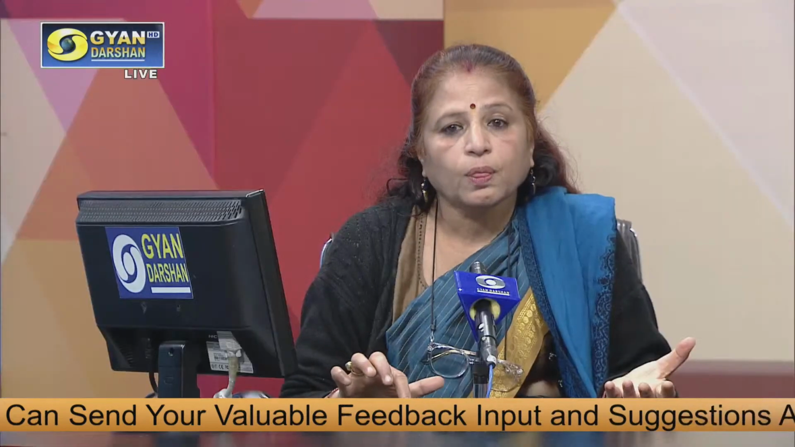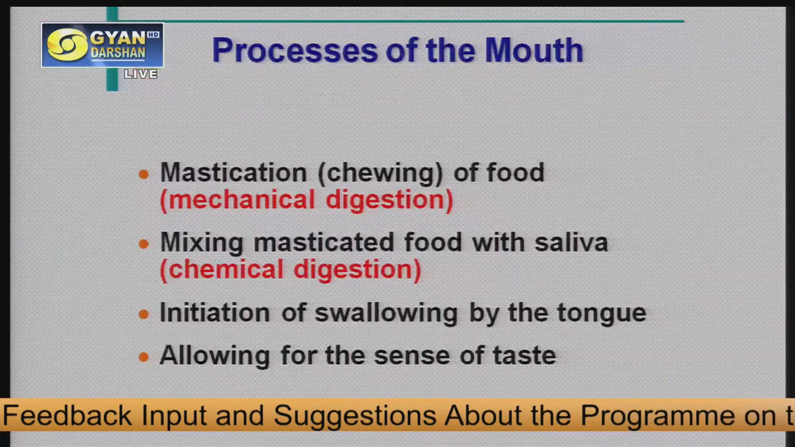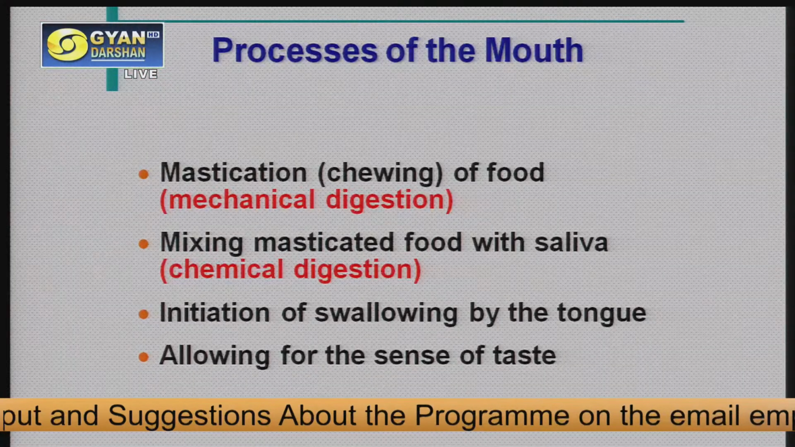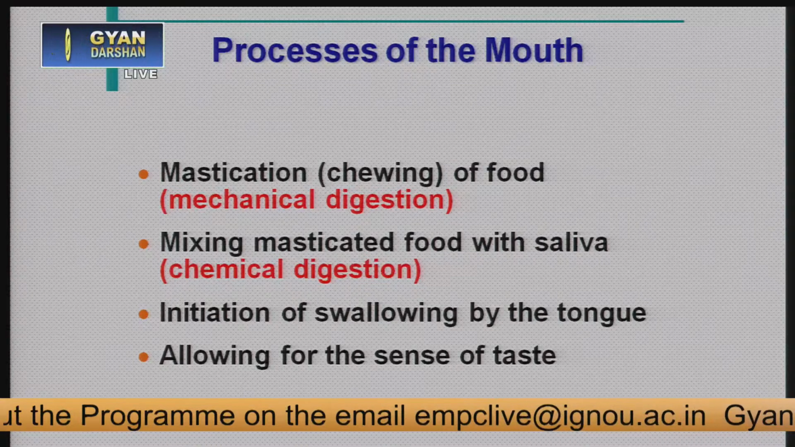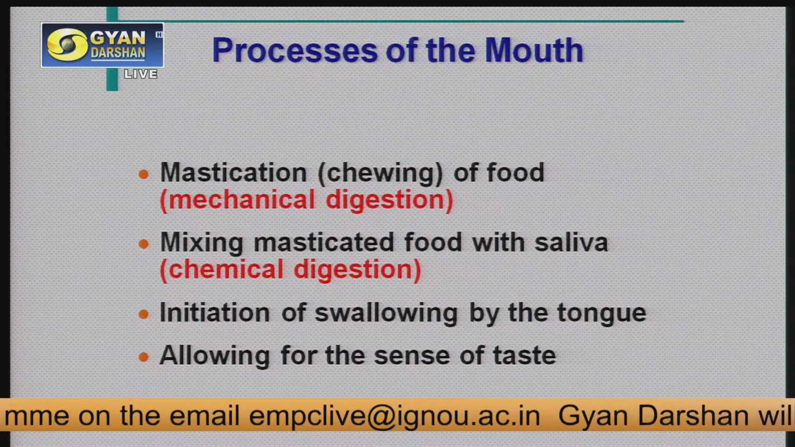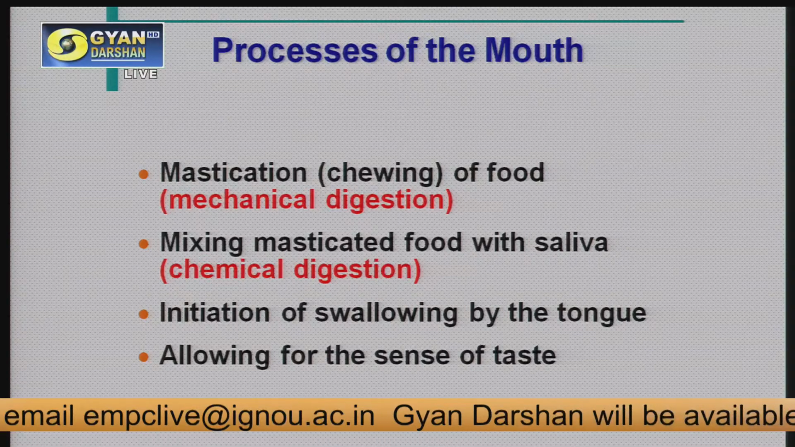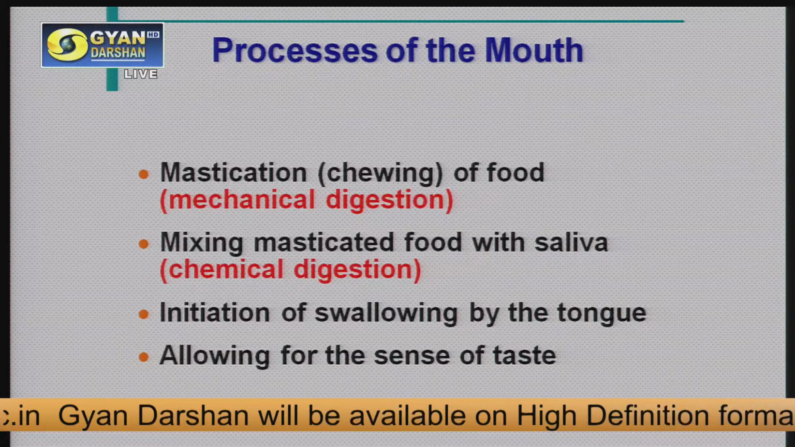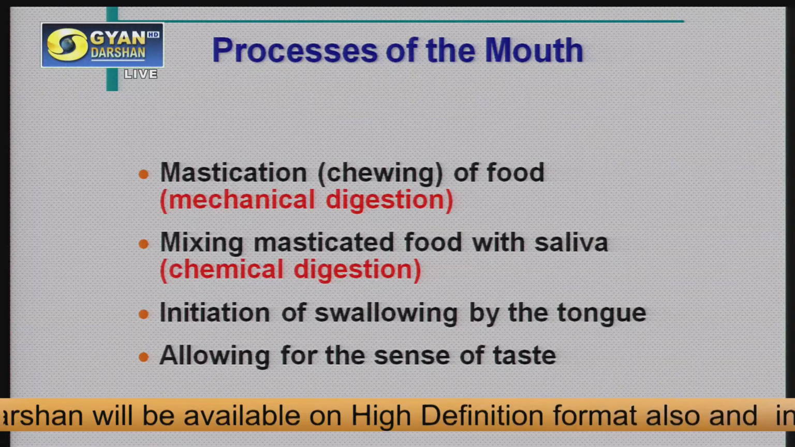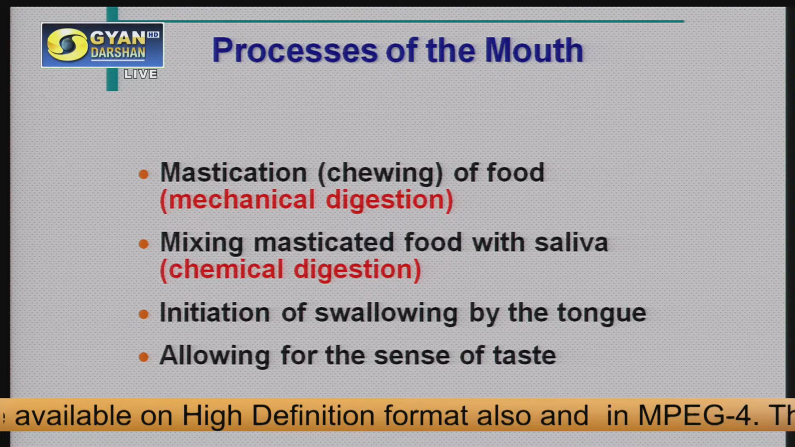Then we come to what are the processes of the mouth. What are the main important processes which are happening? Mastication of food, that is mechanical digestion. Then mixing of this food with saliva, that is chemical digestion. Then initiation of swallowing by the tongue and allowing for the sense of taste. And these processes are very important.